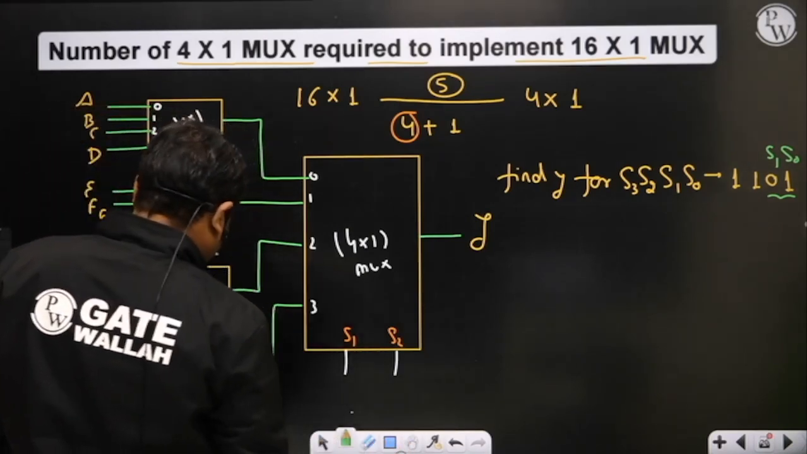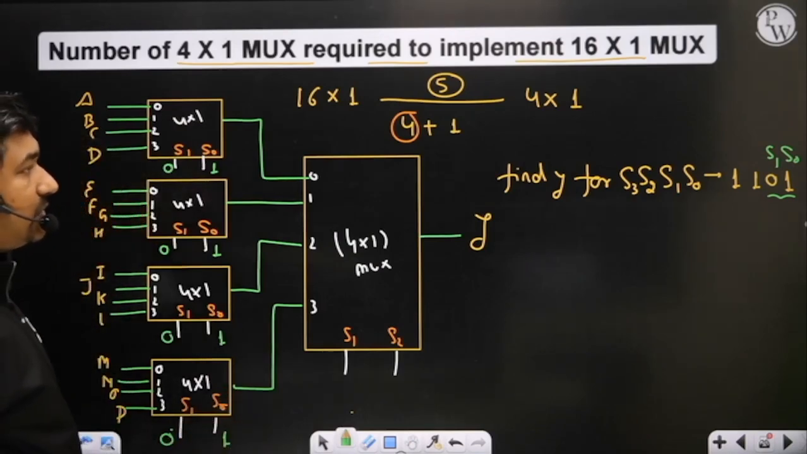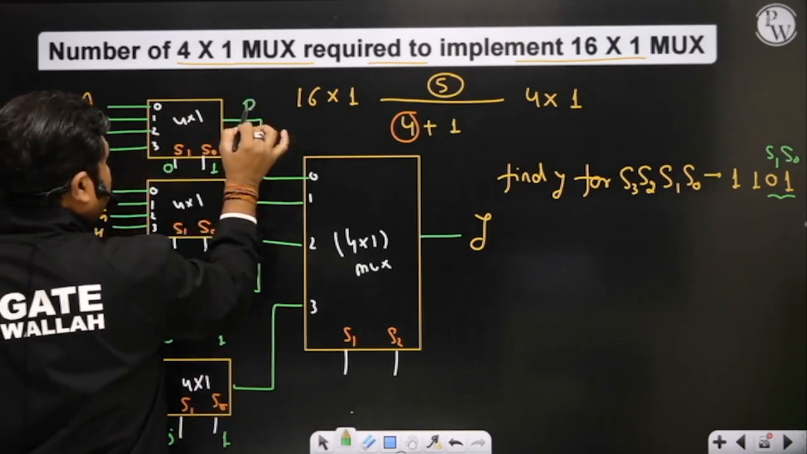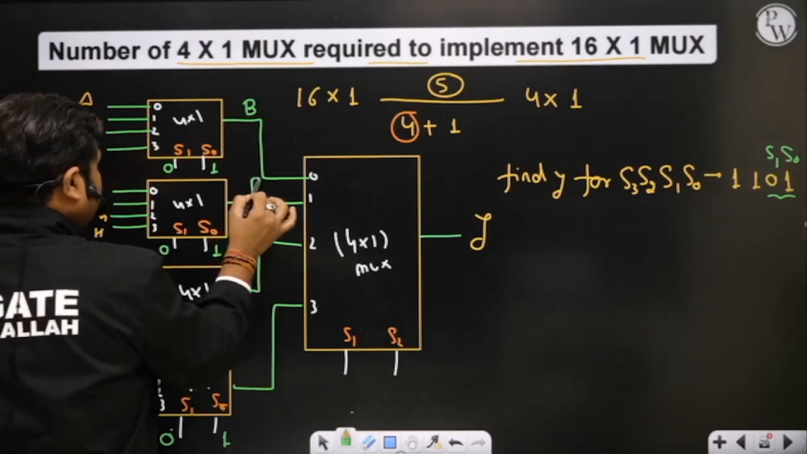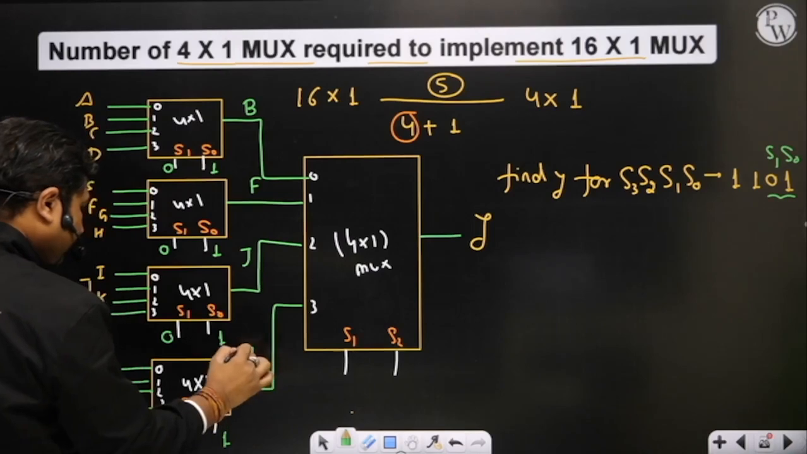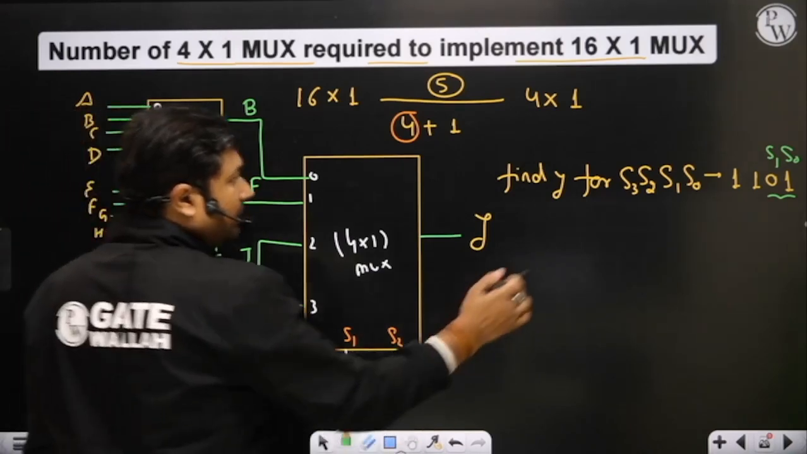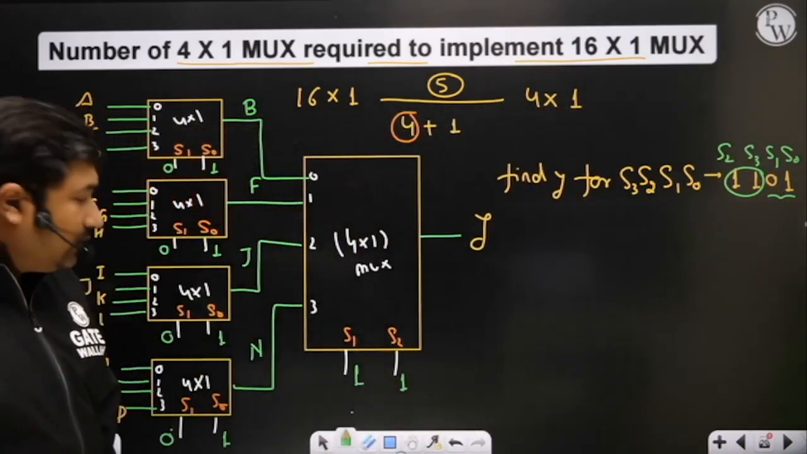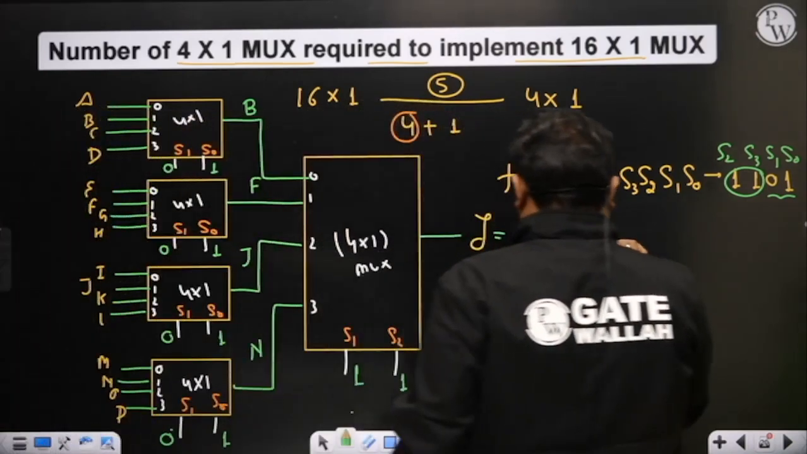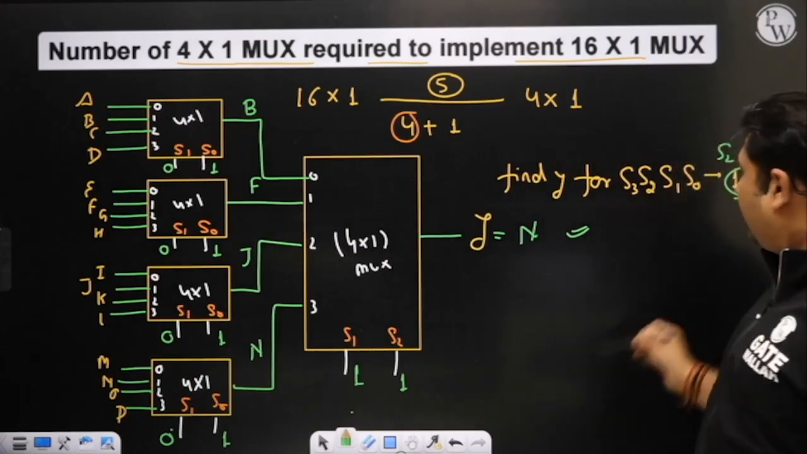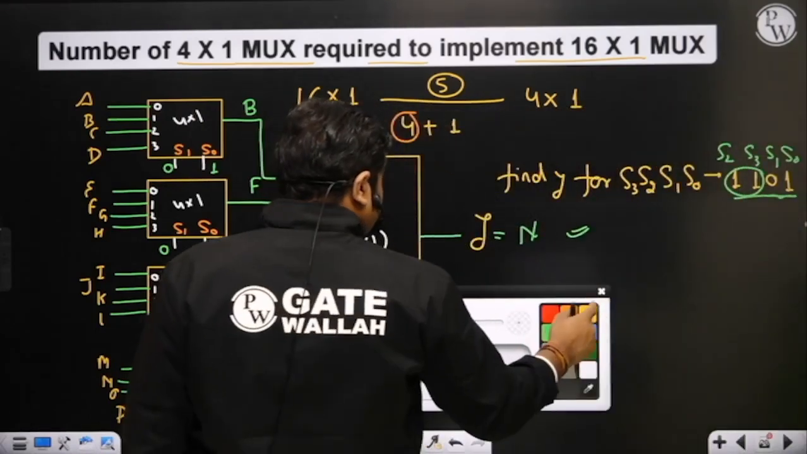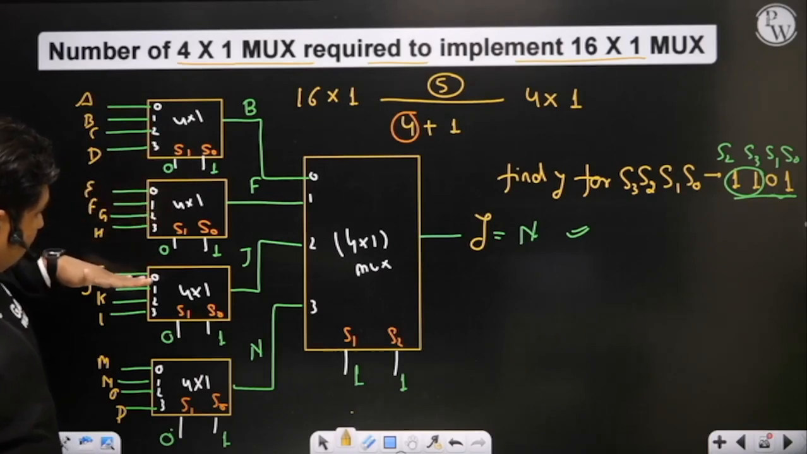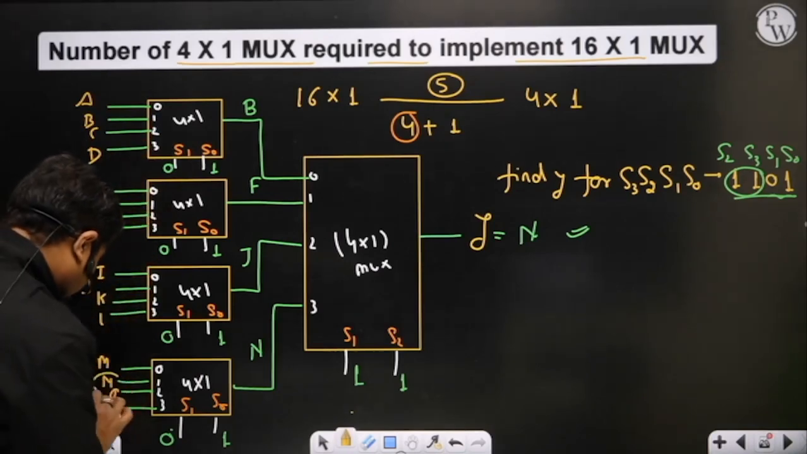Sir, you have represented 0, 1. Yes. 0, 1 is the binary of 1. It means whatever information is on the I1 pin is going to be transferred here, and here, and here. Then what is S2, S3? S2, S3 is 1, 1. So 1, 1 means whatever information is on the I3 pin is going to be transferred to output Y. 1, 1, 0, 1 is the binary of 13. Please observe here: 0, 1, 2, 3, 4, 5, 6, 7, 8, 9, 10, 11, 12, 13. This is the 13th pin.